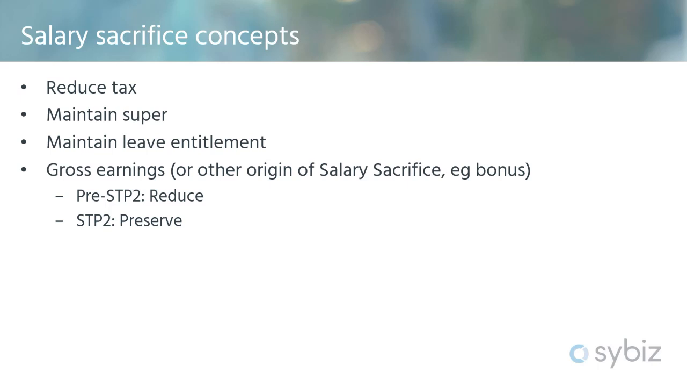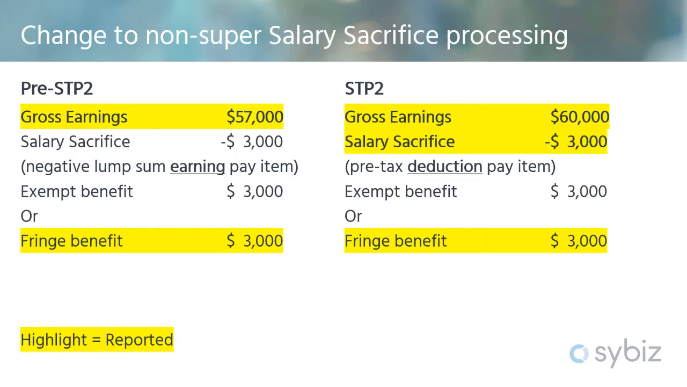So essentially those concepts remain the same. The idea is to reduce the tax, maintain the super entitlement, and in most cases maintain the leave entitlement. But what is happening is the difference: pre-STP2 we reduced the gross earnings, but STP2 requires us to preserve those gross earnings and show them at the pre-sacrifice level. So from a non-super salary sacrifice, this is where it is going to change for you.